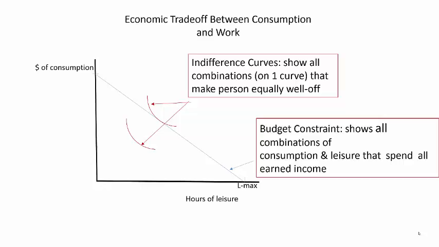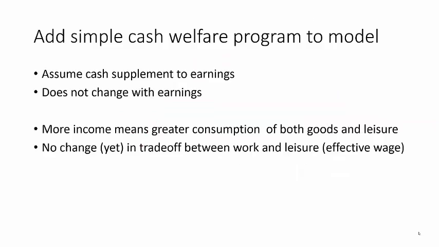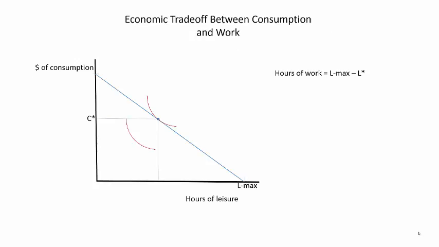Hours of work are determined directly from leisure choices and are equal to the maximum hours available in the day minus hours of leisure. First, let's add a very simple cash welfare program to our basic model. Assume initially that the cash welfare program adds a fixed amount of benefits to supplement the income of eligible participants. For now, we'll assume that there's no benefit reduction as earnings increase. To preview, this means that benefits will provide a simple increase in income, and that should predict an increase in both consumption of goods and of leisure.